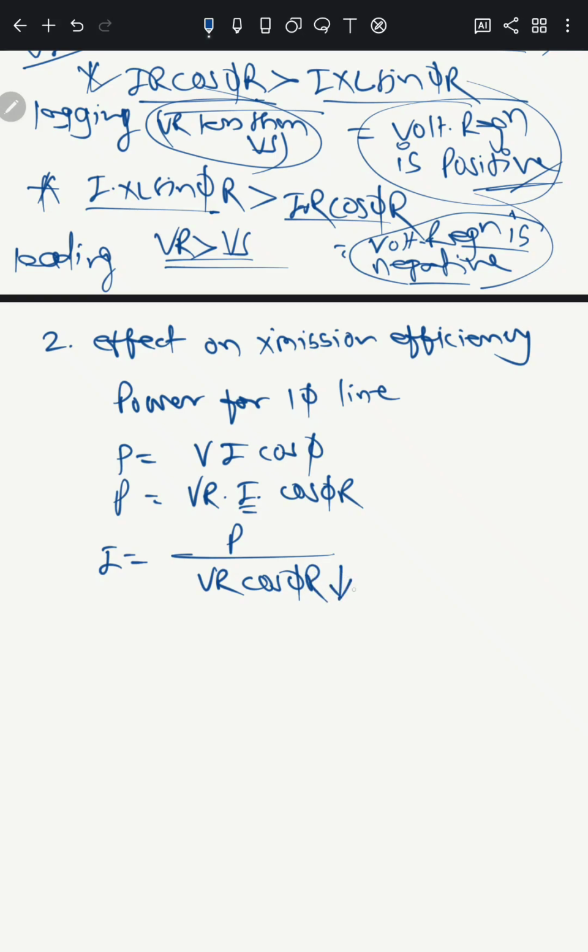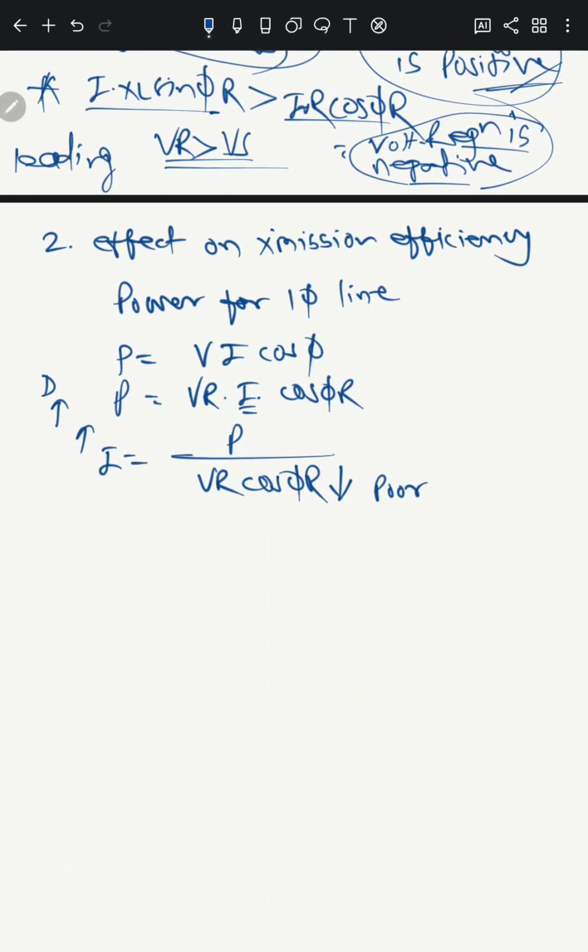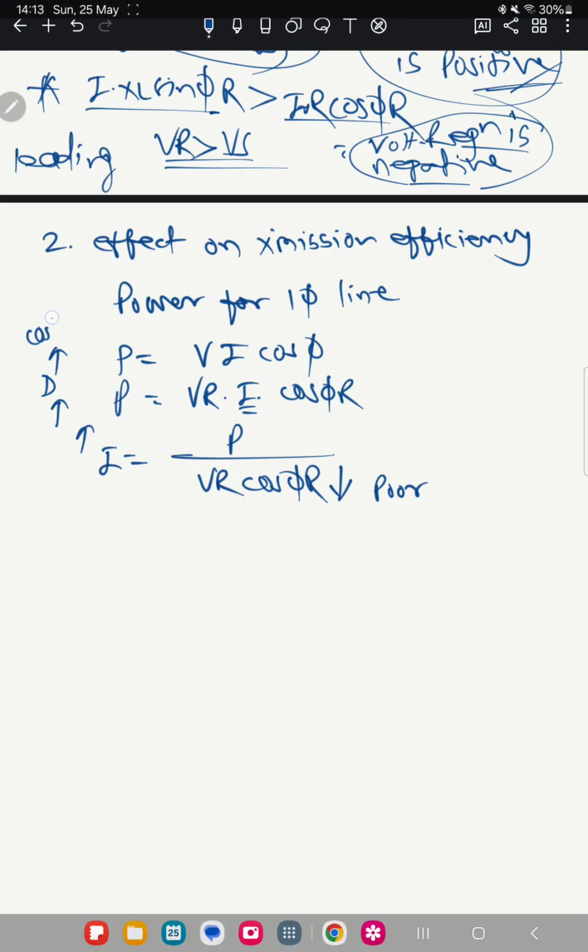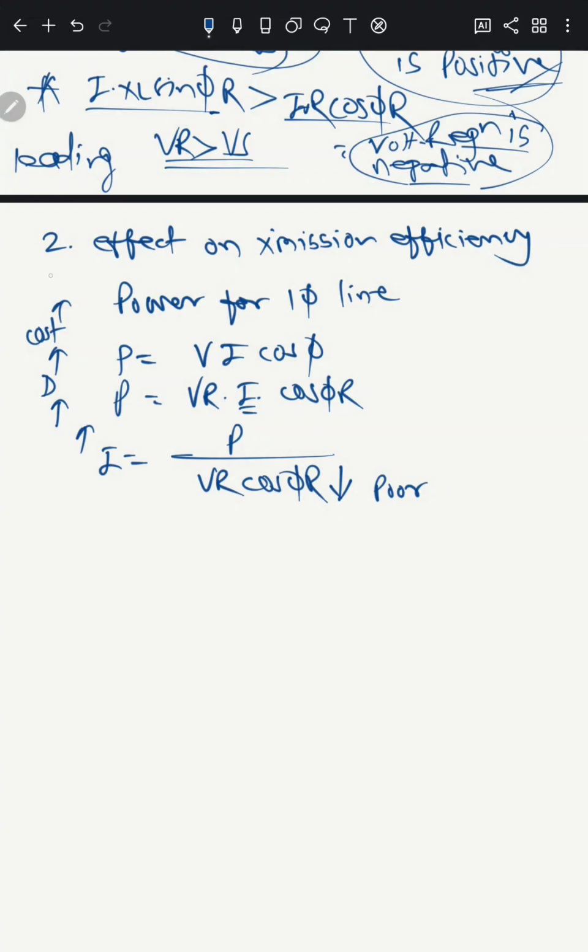So if the power factor is poor, then current will increase. If the current increases, the diameter of the conductor increases. If the diameter of the conductor increases, the cost of the conductor increases, material increases, and overall cost increases. So that is why the power factor should be maintained. Power factor should not be poor. This is the formula of current, and this is what will happen if the power factor is poor. This is for a single phase line.